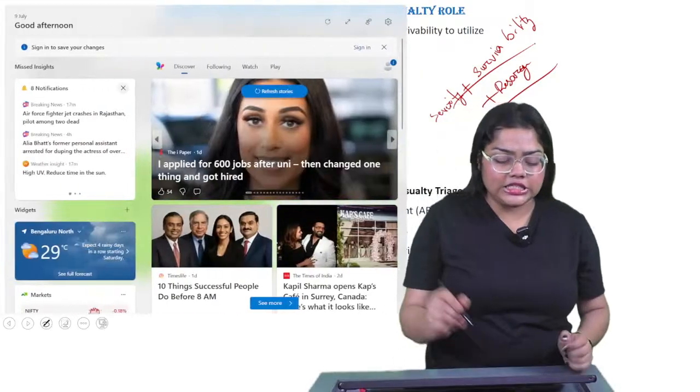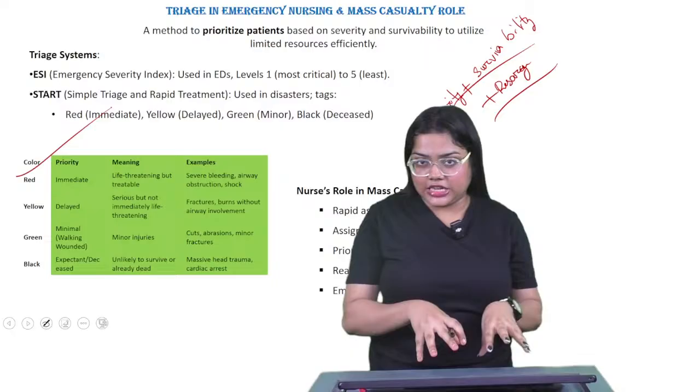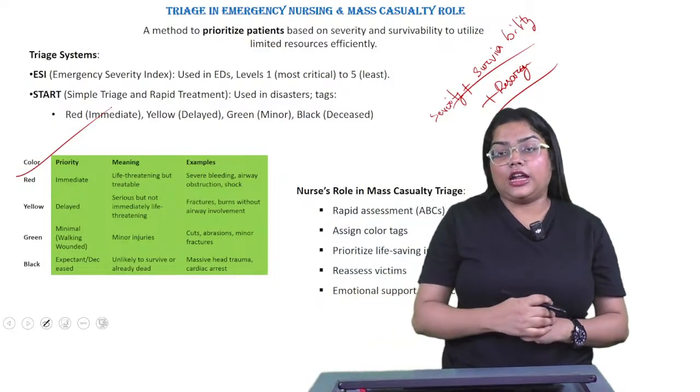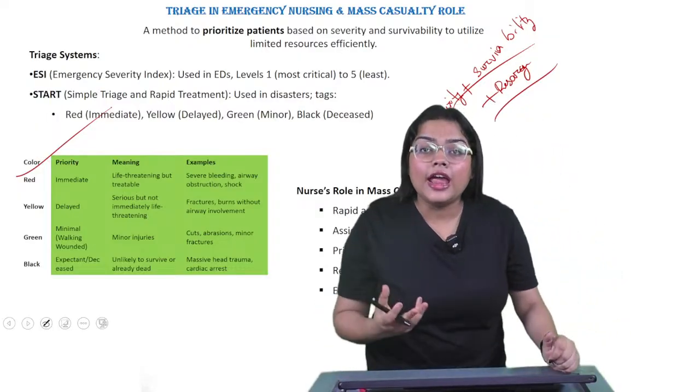So I have mentioned a chart here. Let's see what the priority meanings are and what examples there are, so it will be easy for us to understand about the triage.